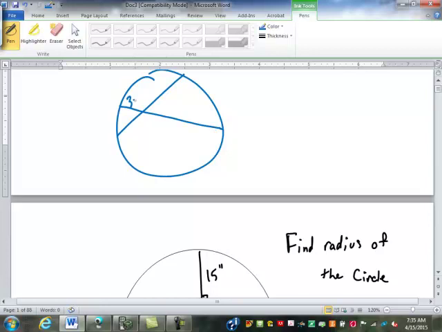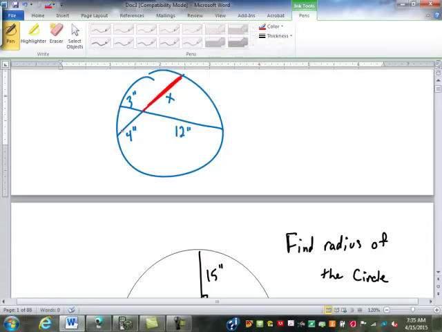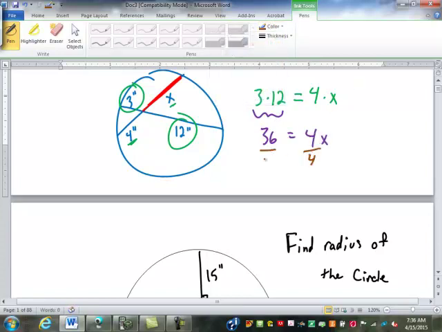For example, let's say that this is 3 inches, this piece here is 4 inches, and this one here is 12 inches. If I label that one X, we can find that length, X, because the products of the pieces within a chord has to be a constant when they intersect. What does that mean? Well, 3 times 12 is the product for the pieces of that chord. That has to equal the product of the pieces for this other chord, which would be 4 times X. And we can solve that. 3 times 12 is 36. How do we find X? Divide by 4. So X has to be 9 inches.